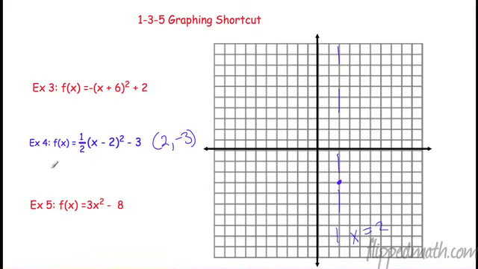Now remember, we have 1, 3, 5. That's our trick. But we're doing it by a half. So a half times 1 is a half. A half of 3 is 3 halves, also 1.5, or 1 1/2. Half of 5 is 5 halves, or 2 1/2.